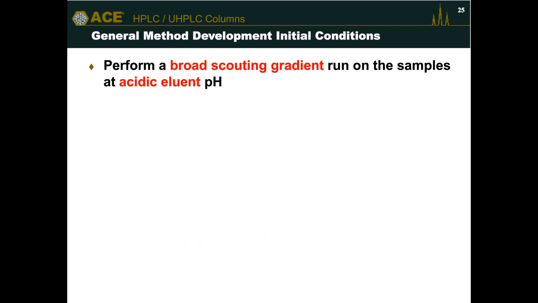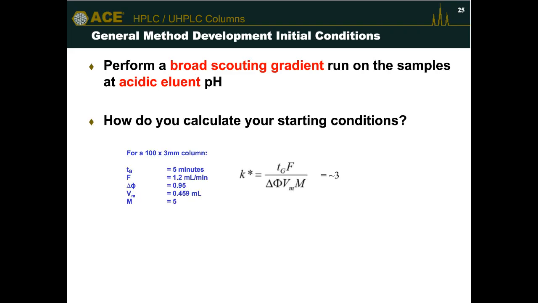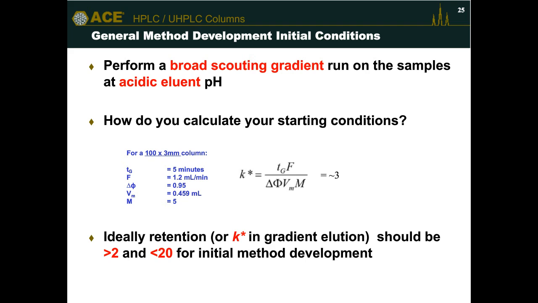Start at low pH, broad scouting gradient based on a k-star value of about 3. So our favourite column dimension is 100 by 3, and that's what we tend to use to give us a good idea, a good starting point when we're doing any method development.